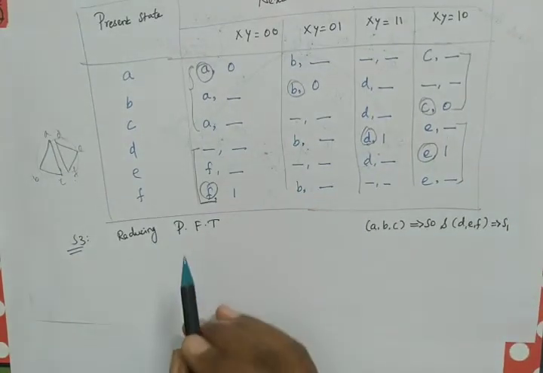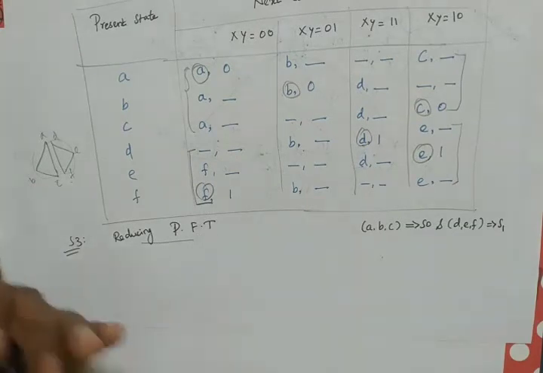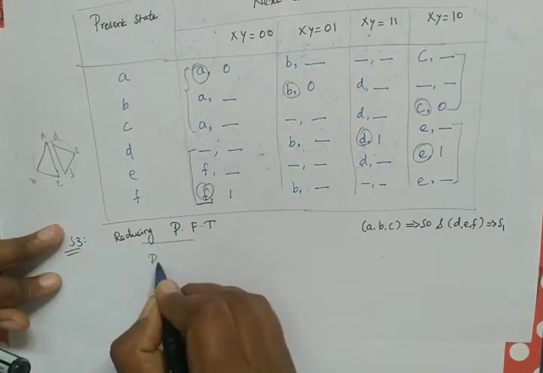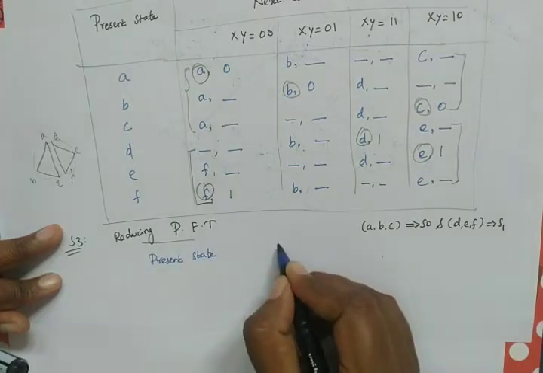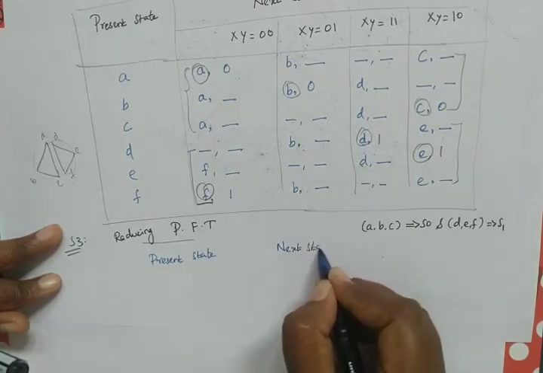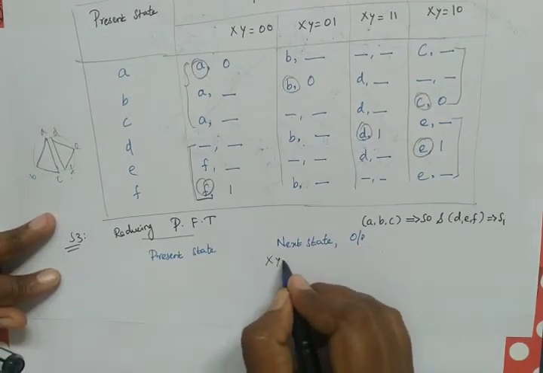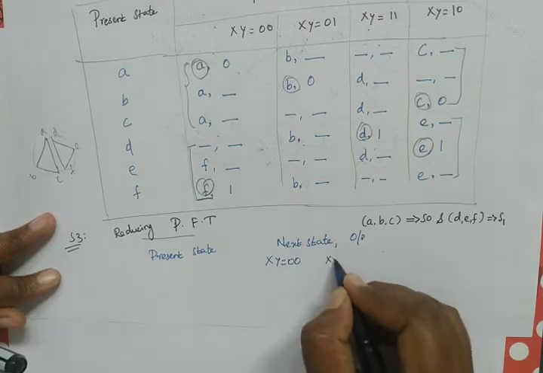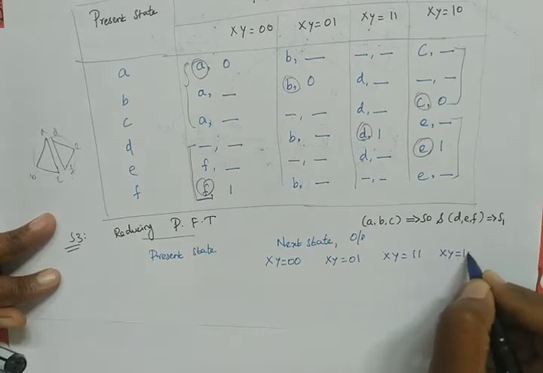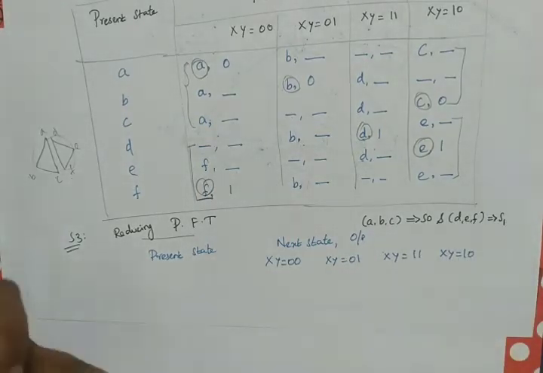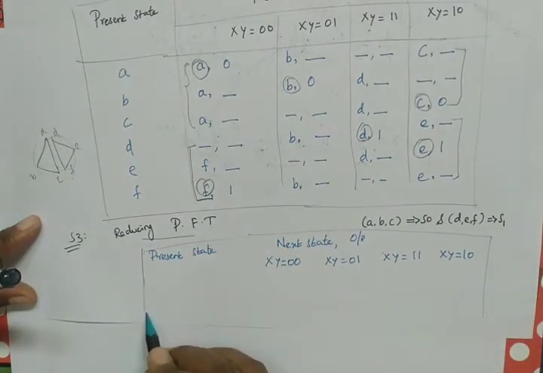Then the next one is, here we have to write the reduced primitive flow table. So how can we write the reduced primitive flow table? Again we have to represent the present state. So here we have present state, then here we have next state, comma, here we have output. We have next state and here it is output. There xy is equal to 0, 0, xy 0, 1, xy 1, 1, xy is equal to 1, 0. So we have to write the reduced primitive flow table. So here we can form a table.